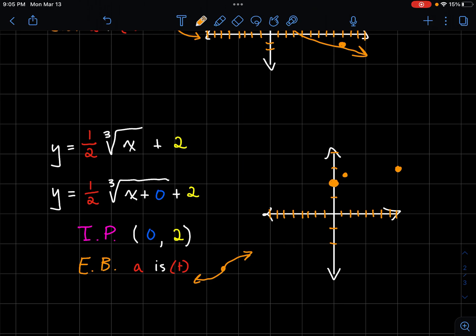Since I went right 1, up a half, right 8, and up 1 full step, we'll do the opposite of that to the left by going left 1, down a half a step, and then left 8, down a whole step, and that compressed the graph a little bit. So there's my arrows, and once again, there's what 1/2 times the cube root of x plus 2 will look like. And that is graphing cube root functions.